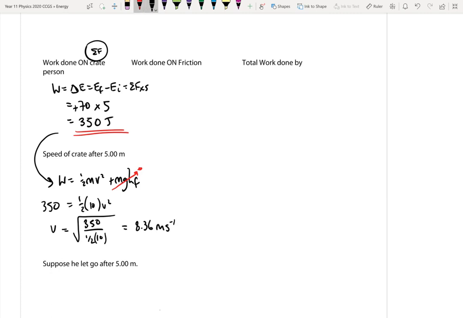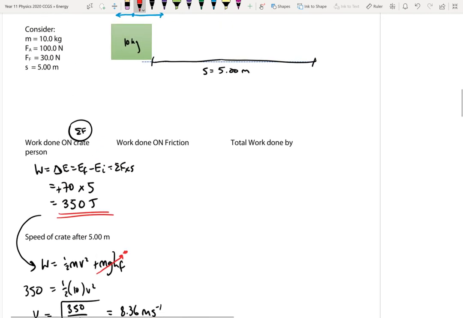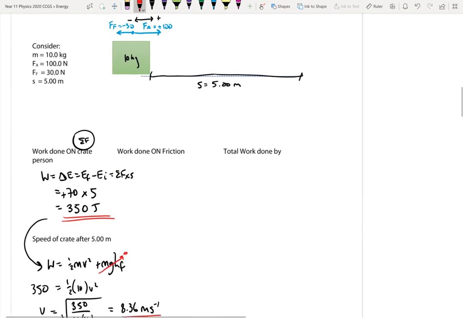All right, that's how fast the cart is traveling, because it has 350 joules. But there was a work done on friction. Now, it's a bit weird how you word it, work done by heat, work done by friction. Friction has acted over 5 meters. So imagine take your hand and you slide it across the table. Friction is acting over that distance to make heat.